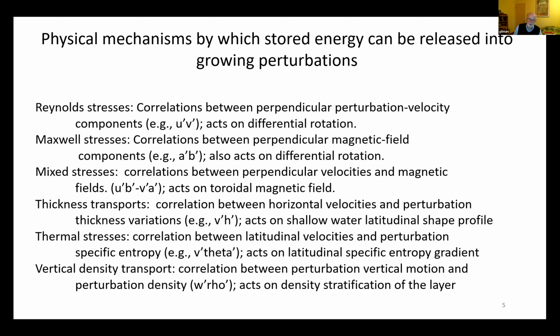You can also get thickness transports. If you have a shallow water model, for example, and the thickness varies with latitude, if you can transport the mass around, you can get some potential energy out of that. Thermal stresses, which would be a correlation between latitudinal velocities and perturbation specific entropy, act on the latitudinal specific entropy gradient to extract energy. And finally, vertical density transport, a correlation between the perturbation vertical motion and perturbation density, acts on the density stratification of the layer.